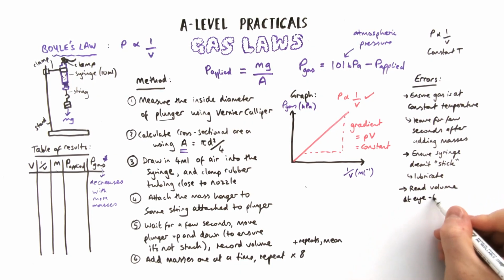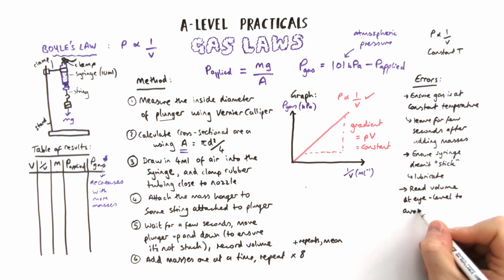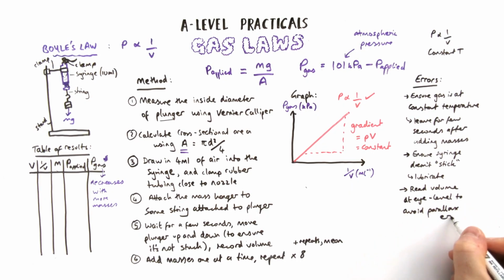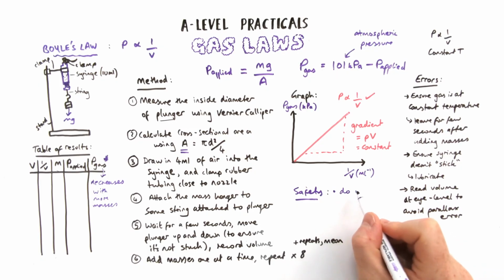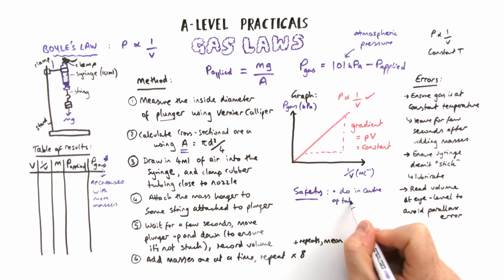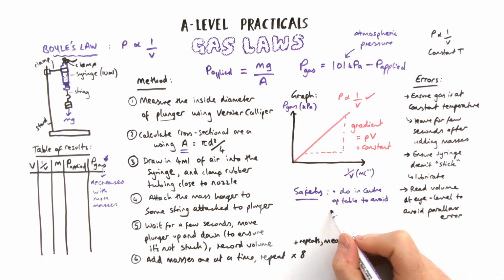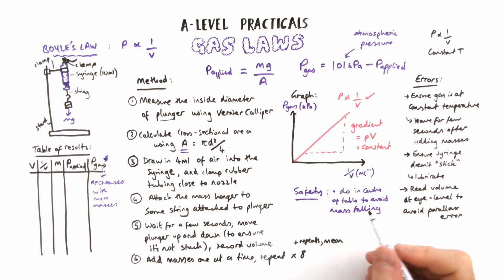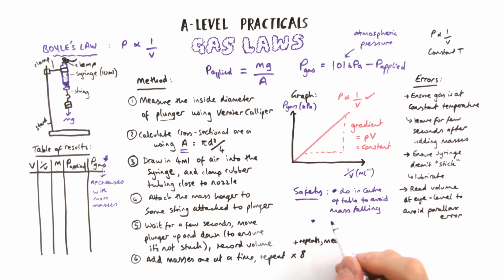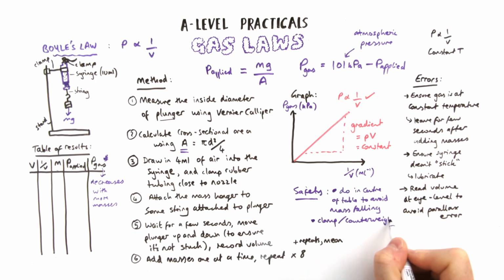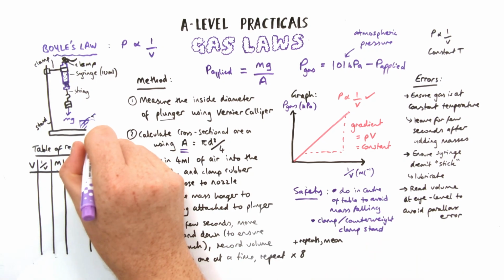Last thing is to read the volume at eye level to avoid parallax error, and try to use a syringe with a low enough resolution so that it's not just 2 milliliters at a time. For the safety of this practical, we're using masses, so we want to do it in the center of the table to avoid masses falling on people's feet, and it's a really good idea to have a clamp or a counterweight on the clamp stand itself to ensure it doesn't topple over when you're adding masses to it.